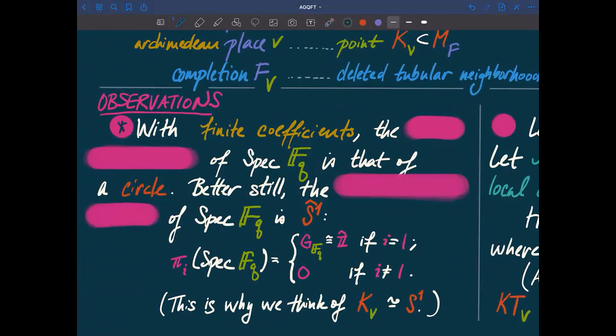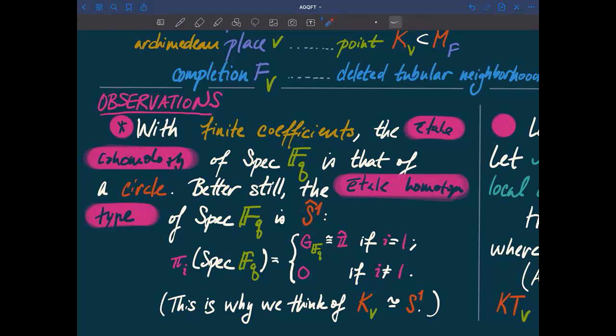So with finite coefficients, if I look at the Étale cohomology of Spec F_q, of Spec of a finite field, then that cohomology is precisely the same as the cohomology of a circle. In fact, you can say something that's a little stronger than that. The entire Étale homotopy type of Spec F_q is actually S^1. I'm putting a little hat on this S^1 because I have to profinitely complete everything in this context. So it's a profinitely completed S^1.